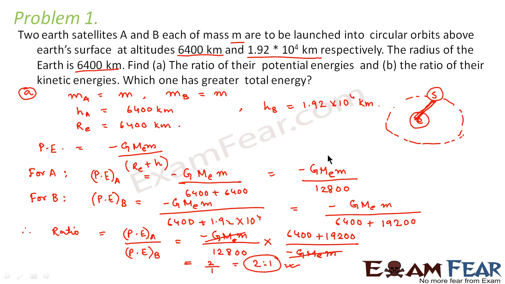So in this case, all you need to understand is what would be the distance. This thing should be clear. When you are calculating potential energy, it is minus G ME into m divided by R, where R is the distance between the satellite and the Earth. And the question said that the satellite is at a height of 6400 kilometer above the surface of the Earth. That means the total distance would be the radius of the Earth plus the height of the satellite. So the total distance of satellite from Earth would be RE plus H. So this is how we calculated the ratio of the potential energy.